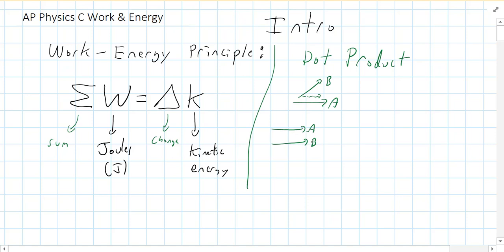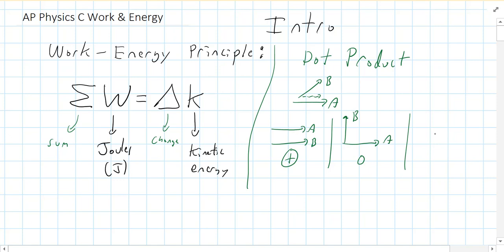Would you expect a max positive, a max negative, or a zero answer for dot product? Well, they're parallel to each other, so hopefully you're saying max positive, okay? Now, what if I did this? What if I had A going that way and B going that way? So now they're perpendicular to each other. Well, no part of B is parallel to A at all. So if I asked you what's A dot B, hopefully you would say zero, okay?